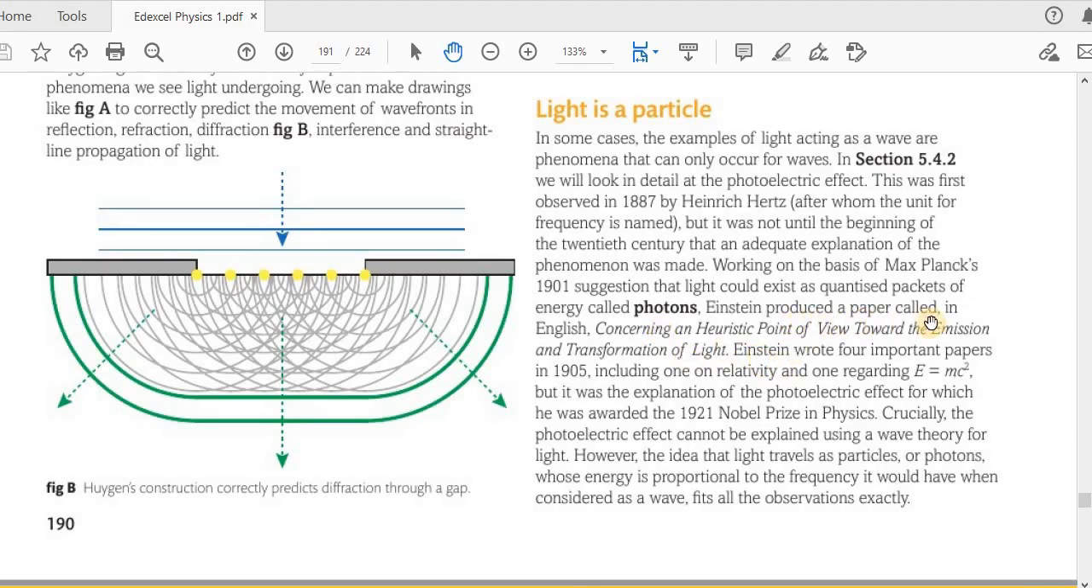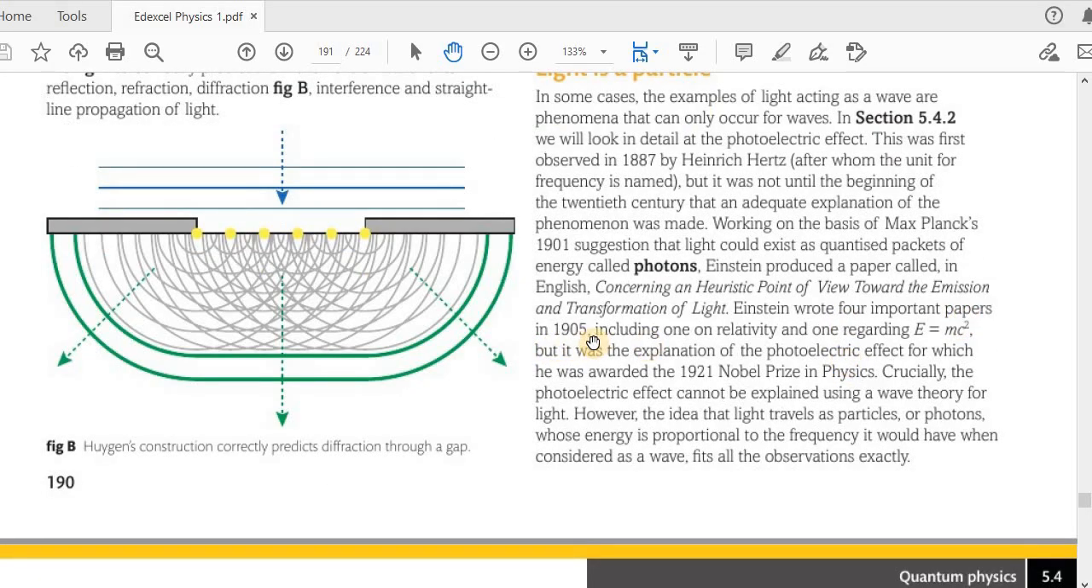Einstein produced a paper called, in English, "Concerning the Heuristic Point of View Towards the Emission and Transformation of Light." Einstein wrote four important papers in 1905. Again, this is additional information. We can go through it quickly, including one on relativity and one regarding E equals mc squared. You have learned this equation already. You have seen it, maybe even if you didn't learn physics before. But it was the explanation of the photoelectric effect for which he was awarded the 1921 Nobel Prize in Physics.